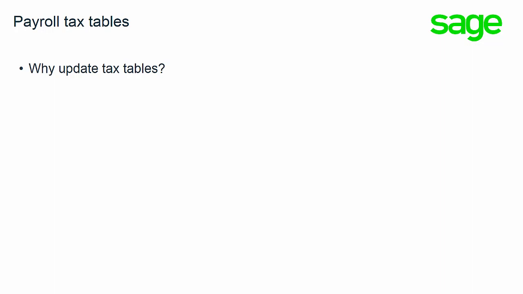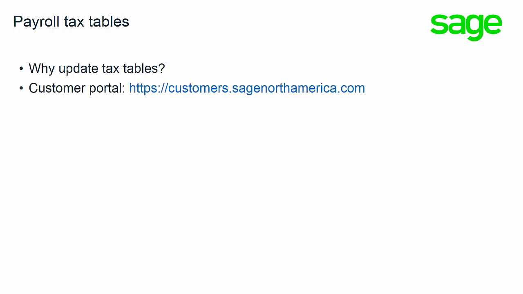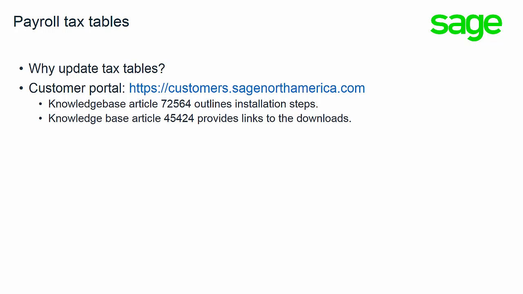I will show you where the tax updates are found so that you can periodically go out and verify that there's no updates that are needed. To locate your tax updates, you would need to log on to the customer portal, and here's the website. There are two articles that I will mention that are going to be the most helpful. The first one is Knowledge Base Article 72564, which outlines the installation steps, and Knowledge Base Article 45424, which provides the links to the downloads.